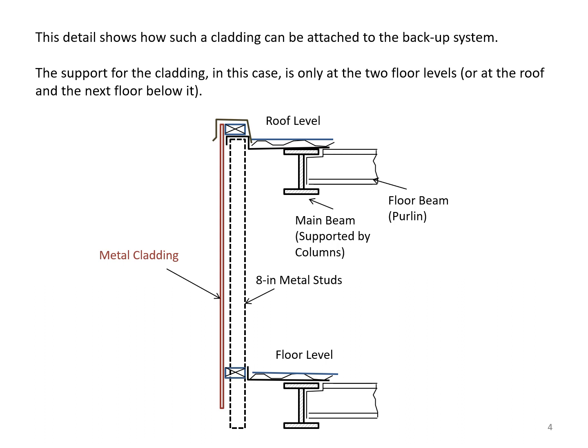As you can see in here, we have a metal cladding. There is a backup of 8-inch metal studs. The metal studs are attached to the structural system. What you see here, called the main beam with this cross section, is at the roof level, and this is the beam at the floor level. The metal studs are attached to the structure through the roof and through the floor level in this case.